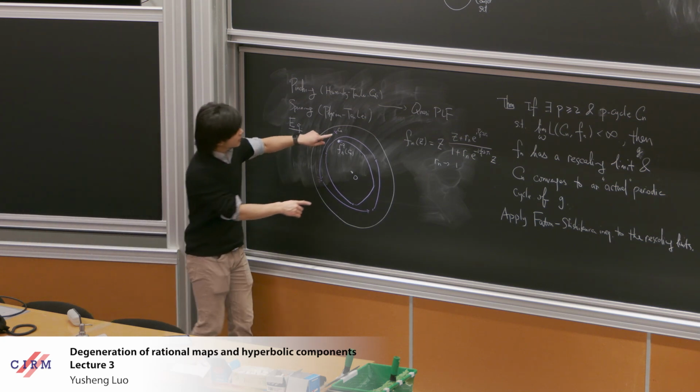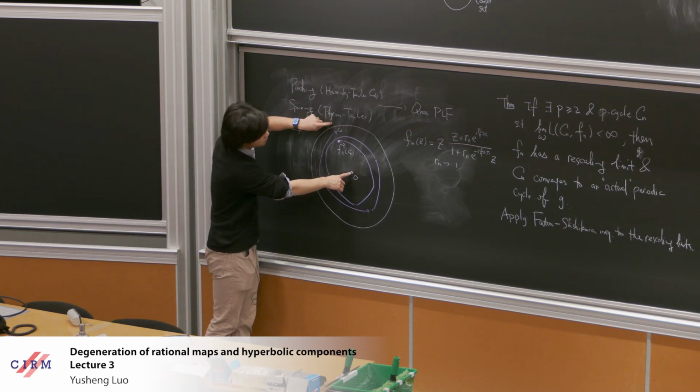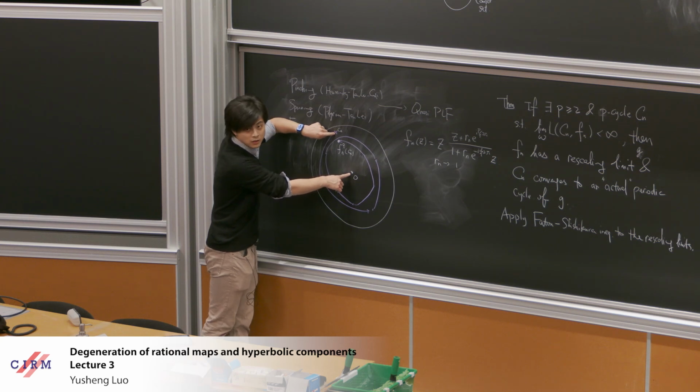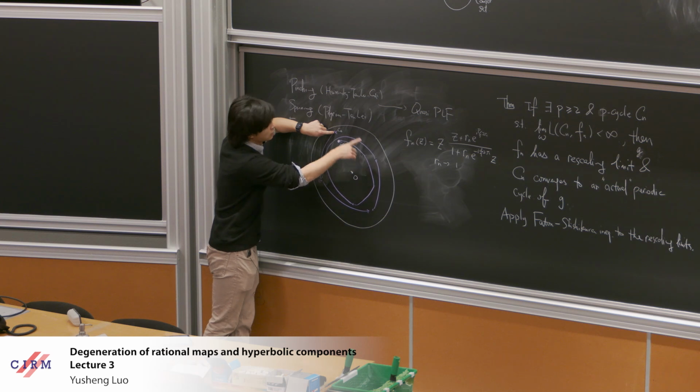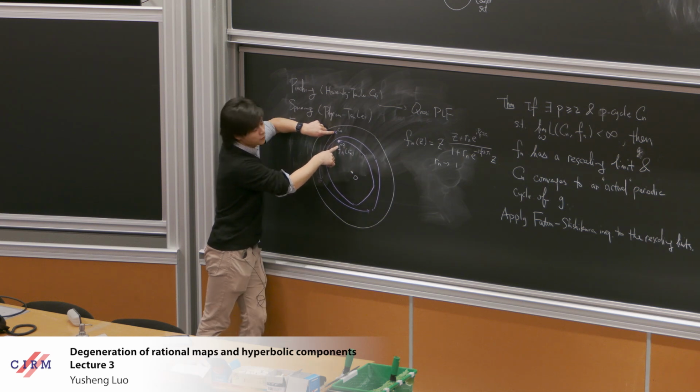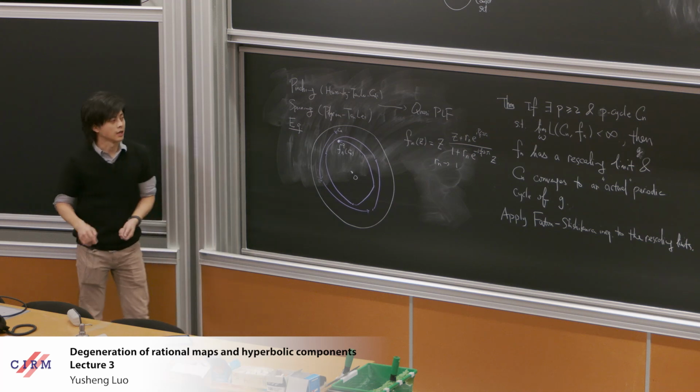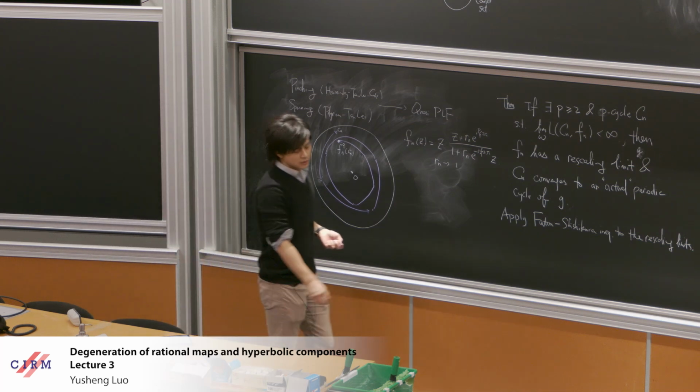Right? I should say that this critical point is escaping to infinity, so the distance between 0 and the critical point is going to infinity. So it's a degenerating sequence, but somehow the qth iterate of the critical point remains bounded uniformly with respect to Cn.